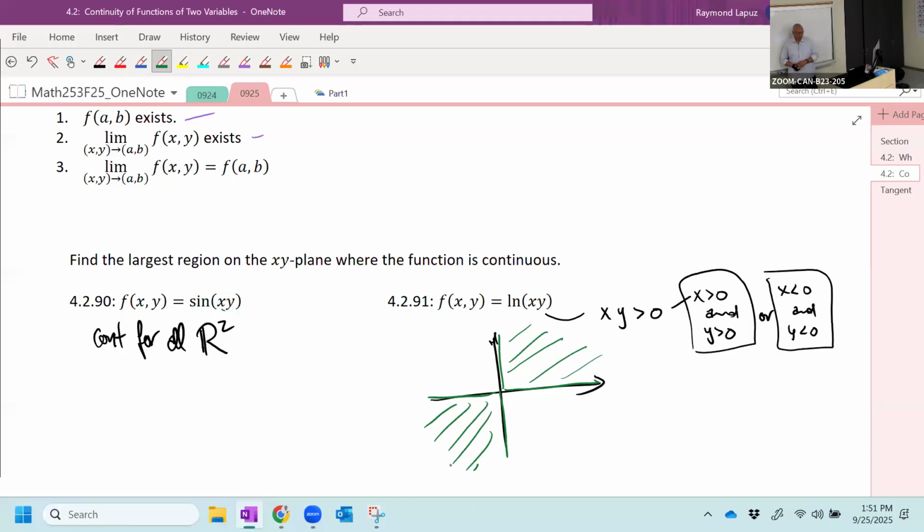All right. Okay, so I think we hit all the objectives for this section. Next time, we're going to dive into derivatives. Yay!